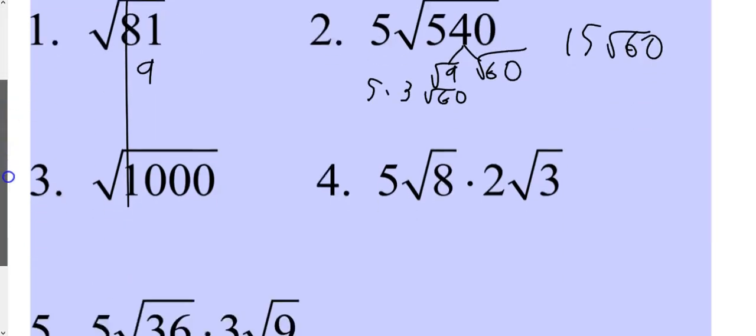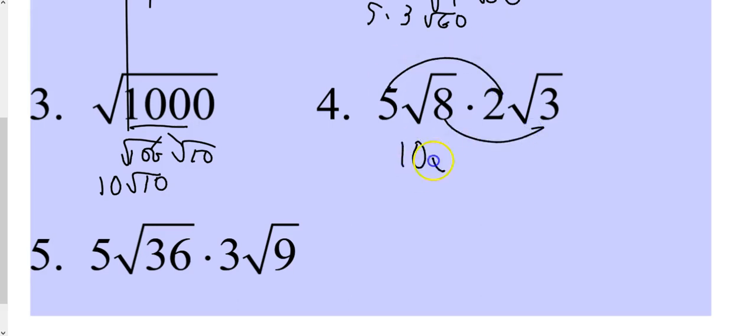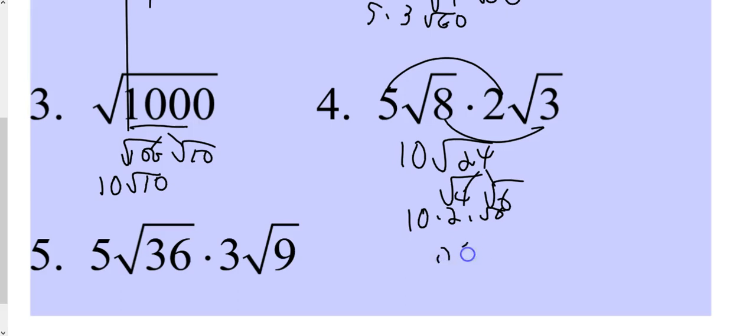Right here we have a perfect square. Okay? So that means we're going to have 100 times 10. This simplifies to 10 root 10. Remember here, we do outside times outside, so that's 10. Inside times inside, that's 24. But then we have to check this number. And yes, 24 has a 4 in it, which is the perfect square. So therefore, we end up with 10 times 2 times the square root of 6. And that simplifies to 20 square root of 6.